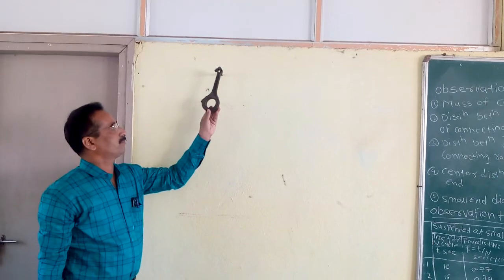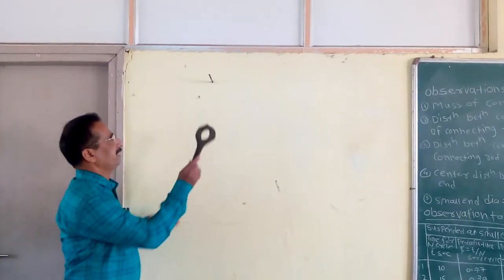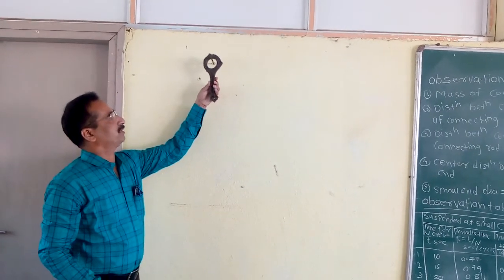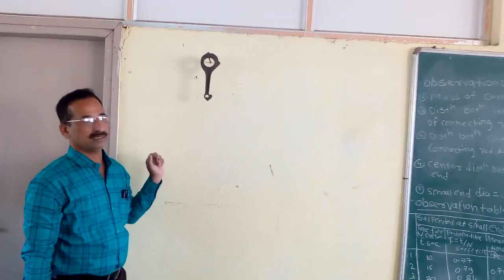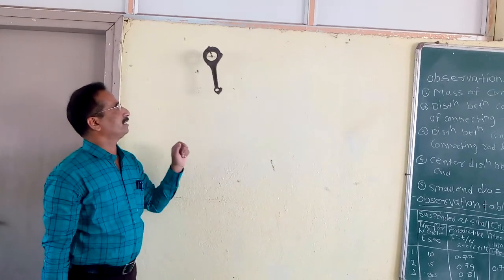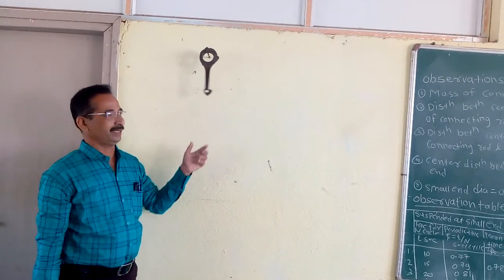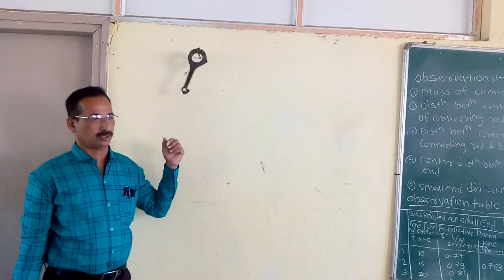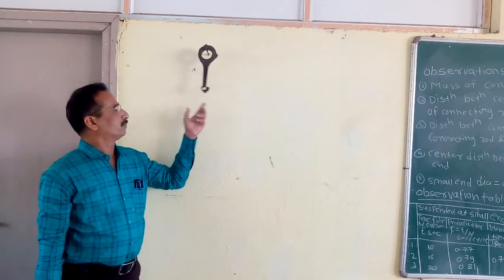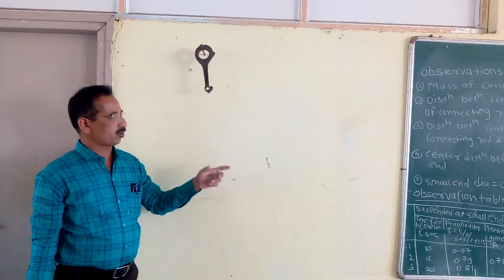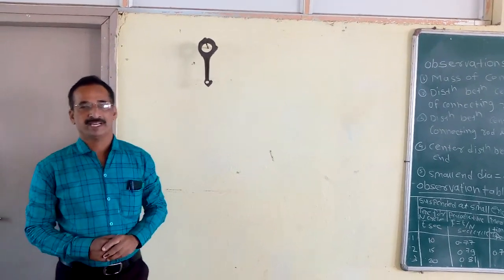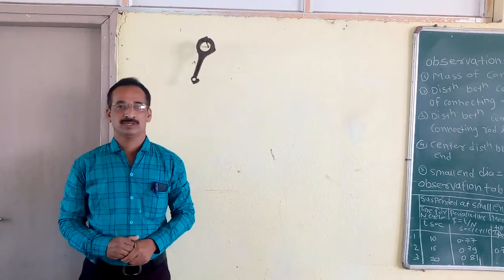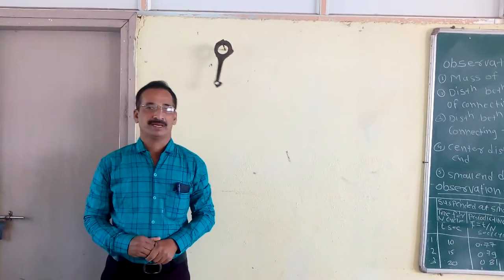Now repeat the same procedure by suspending it at the big end. So here, this connecting rod is suspended vertically at the big end. Now disturb it and measure the time required for again 10 oscillations, 15 oscillations and 20 oscillations. These observations are recorded in the observation table. Now the next part, the observation table and conclusion, is explained by my colleague Dr. N.S. Dharashugar.